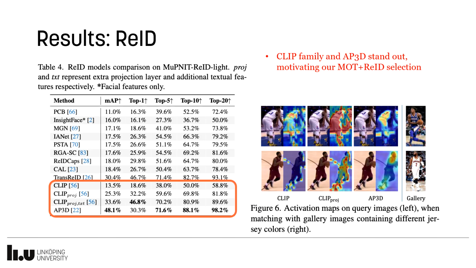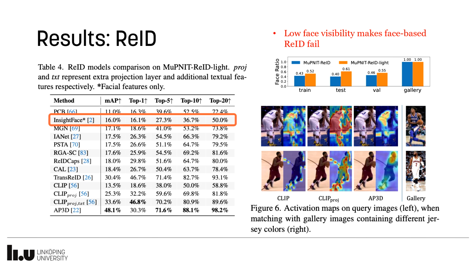Here comes the result part. First, we benchmarked our MuPNIT ReID Lite with different ReID frameworks. Among them, the CLIP family and AP3D stand out. We can see from the activation maps that they effectively focus on distinguishable human representations, motivating our MOT plus ReID selection. To investigate the facial features for performance in ReID retrieval, we additionally report a face-based ReID method using InsightFace, which fails mainly because of the low face visibility in MuPNIT ReID.